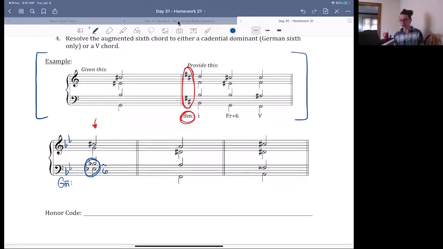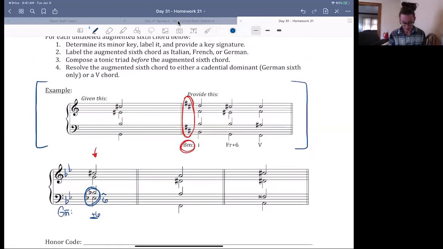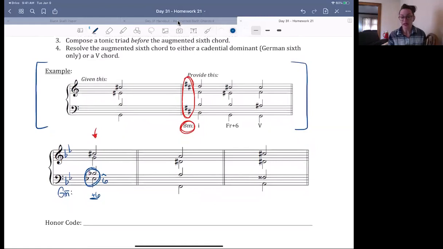Second step is labeling the augmented sixth chord. So we did the same thing in part A. So you're going to give me an Aug6 label. Step 3, compose a tonic triad before the augmented sixth chord. Now, yes, there are a plethora of voicings you could have here. Let's be logical though and make it as smooth as possible. And what I mean by that is more than likely your bass is not going to go up to scale degree 6, right? It's probably going to come down for it.